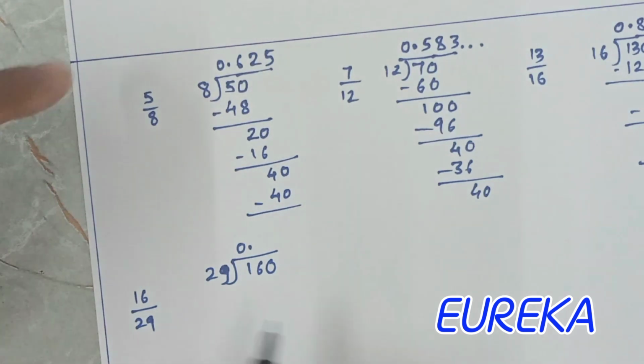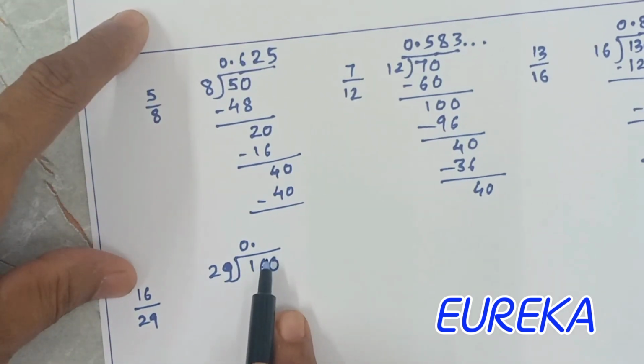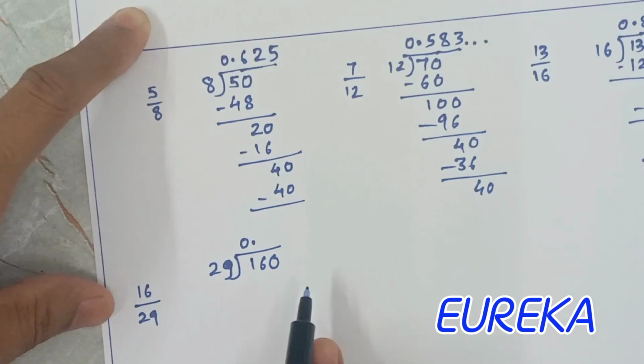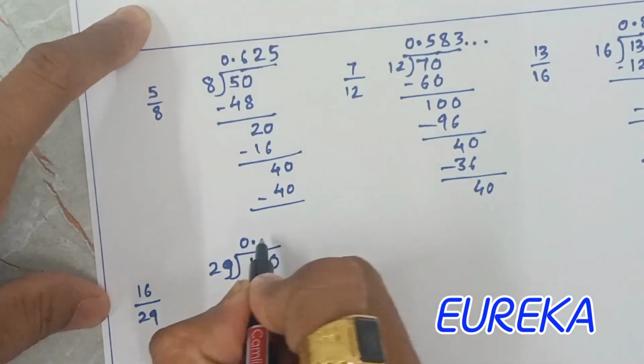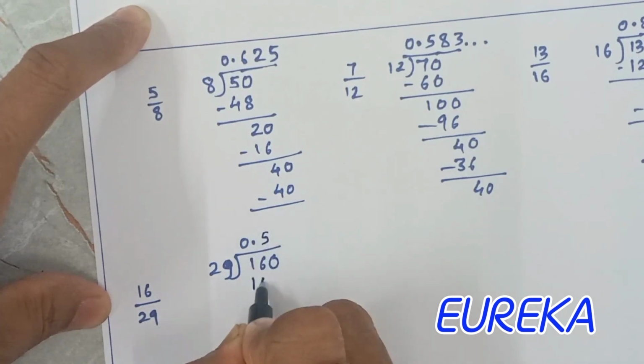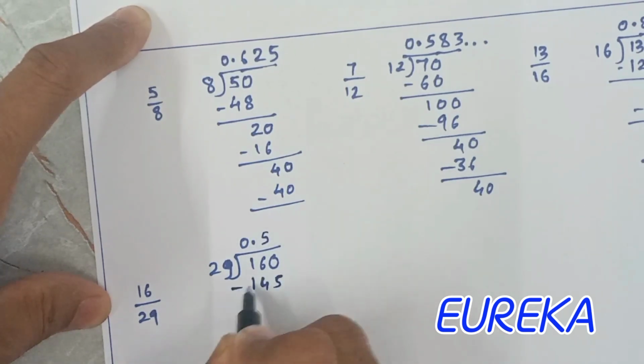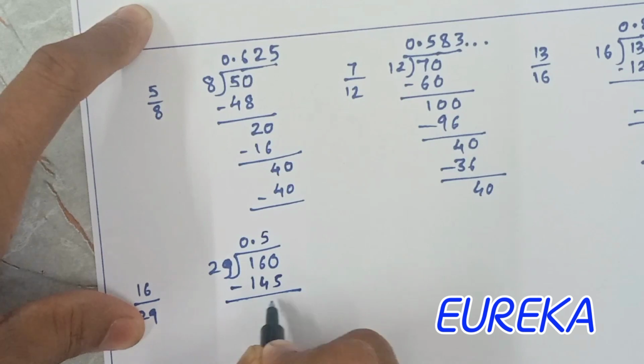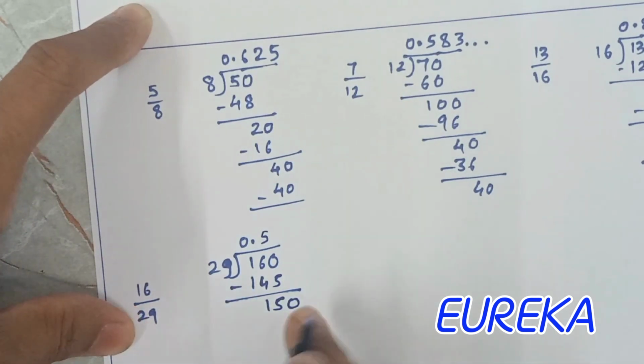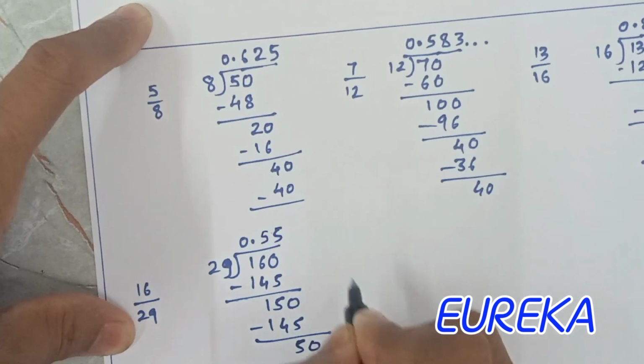29 ones are 29, so we'll come to know 2s are 58, 3s are 87, 4s are 116, 5s are 145. So 5s are 145, we will be able to divide by 145. So what we'll get here? 15, and we'll add 0. Again 150, so again it will go by 5. So 145. What we'll get here? 150 minus 145, 5, 0.